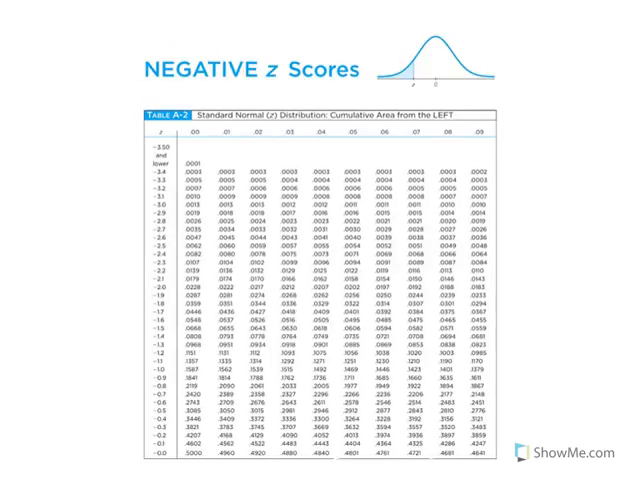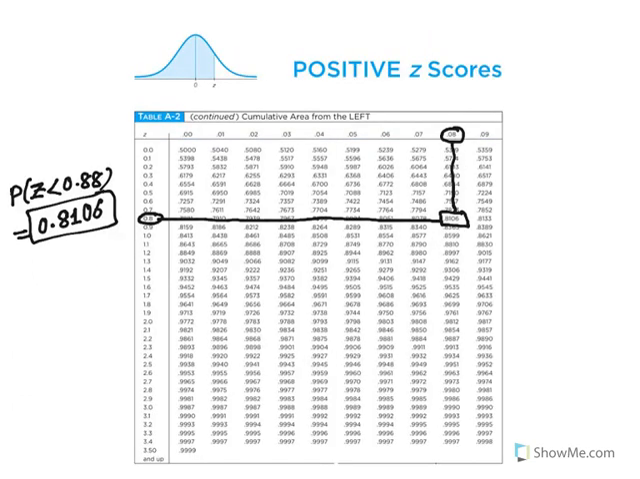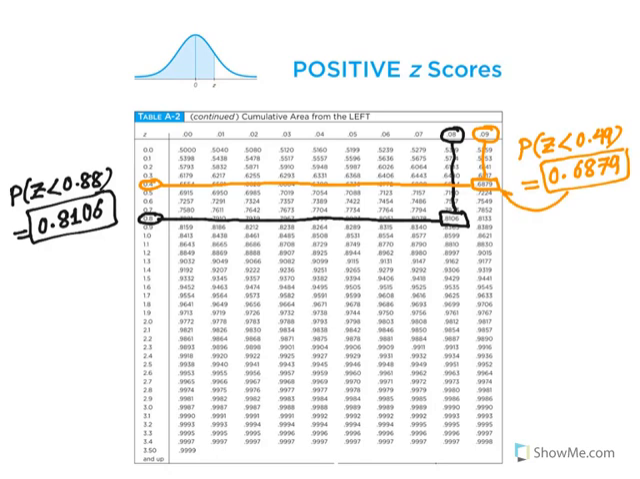So I'll put it back. This one was 0.8106 minus, let's do the second one. The second one is, we need to find 0.49. So 0.4 is here, and 0.09 is here. And so you move with this till the end, and you'll get this number here. So the probability that Z is less than 0.49 is equal to 0.6879.